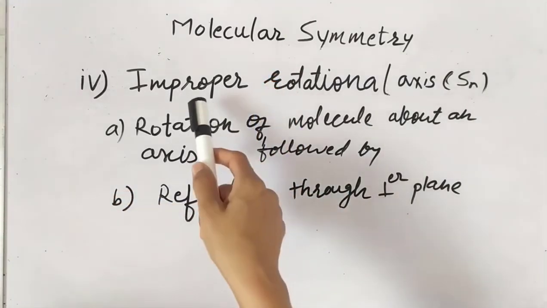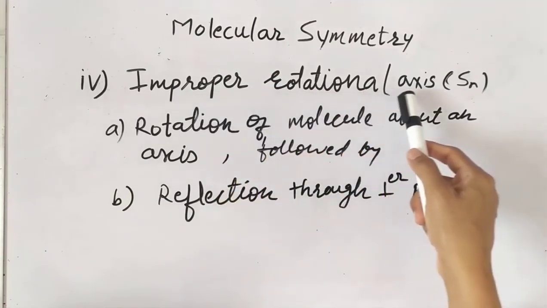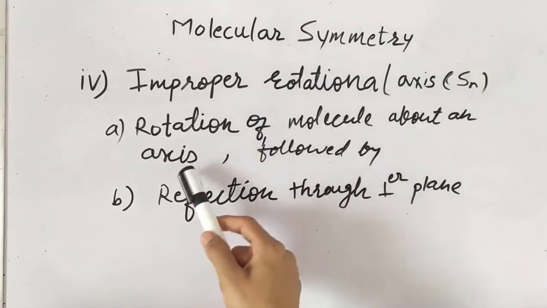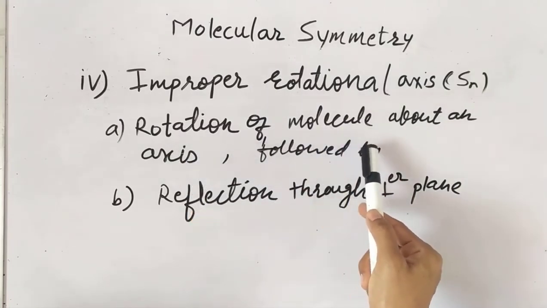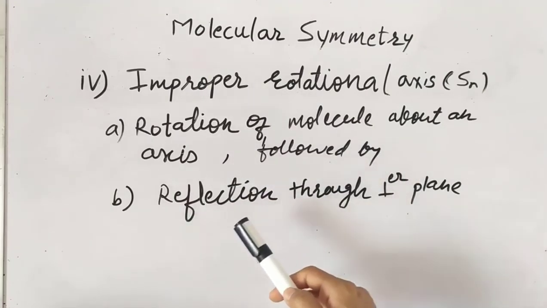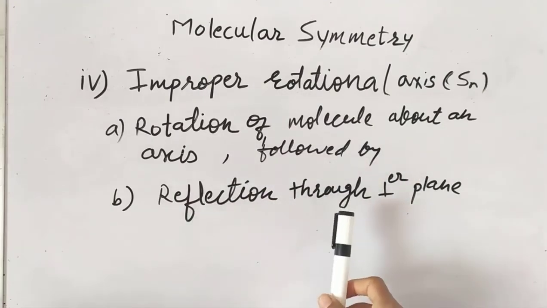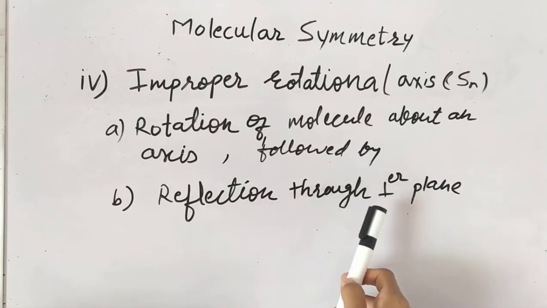Okay, how will you carry out the operation for the improper rotational axis? First, you have to carry out rotation of that molecule about an axis. It should be followed by reflection. But how should the reflection be taken? The plane that you are using for reflection should be perpendicular to the principal axis.